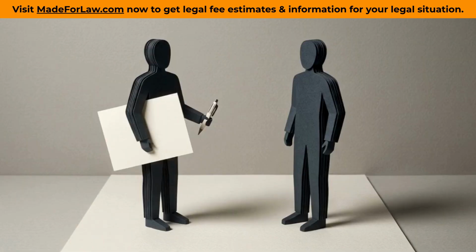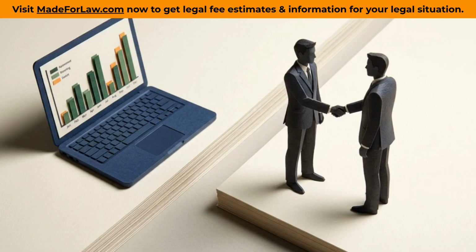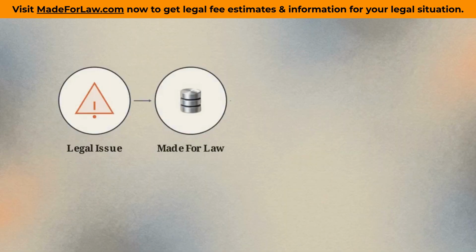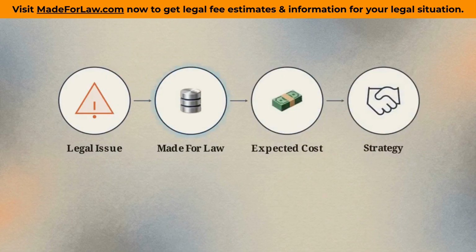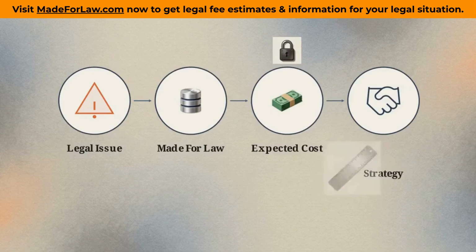Let's compare the two approaches. The traditional method requires you to hire an attorney first to discover the facts. The modern method requires you to secure the data first and hire the attorney second. This chart shows the optimal path. You start with your legal issue, run it through Made for Law to establish a baseline, and lock in expected costs. This changes your position, letting you lead with established expectations, reducing the time and cost of discovery.